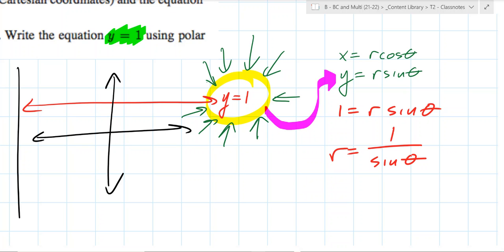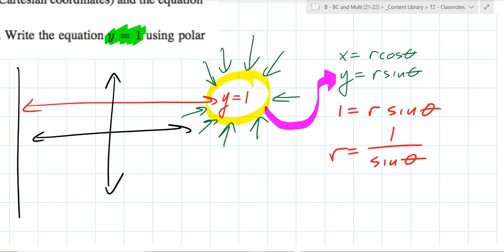But if you go up a little tiny bit, what's sine of a little tiny number? Sine of like 0.01 is really, really small. What's 1 divided by something really, really small? So you need a big distance to go all the way out to here, and then a smaller distance. Oh, what's the angle here?